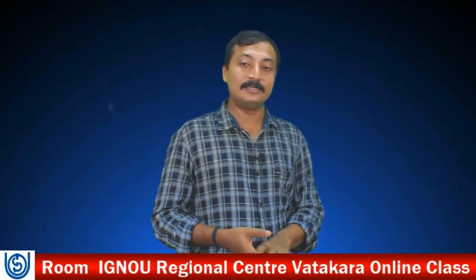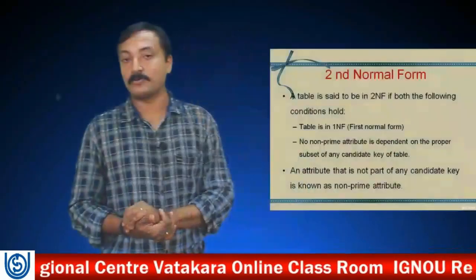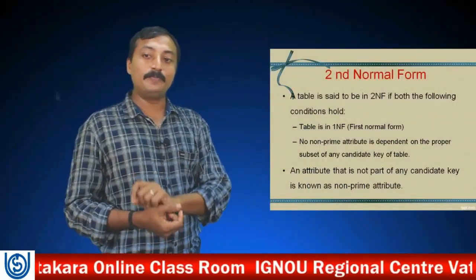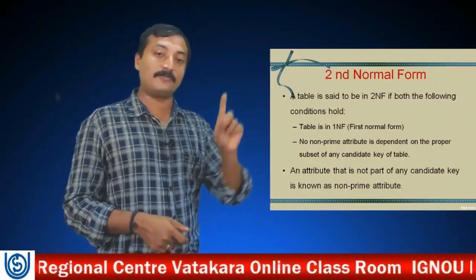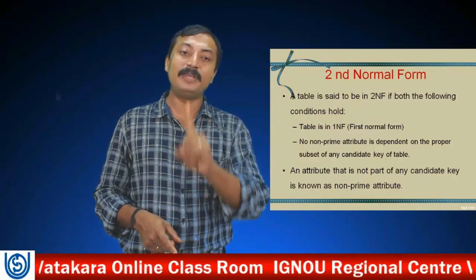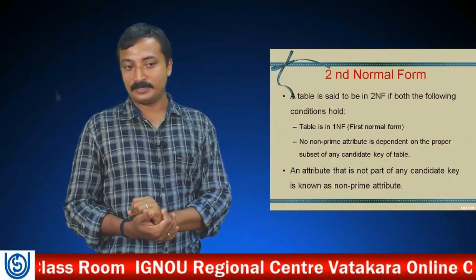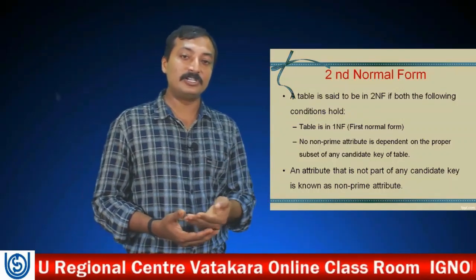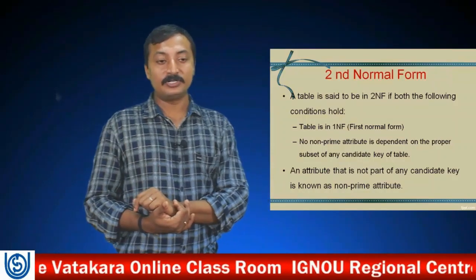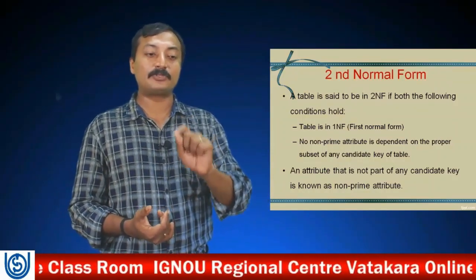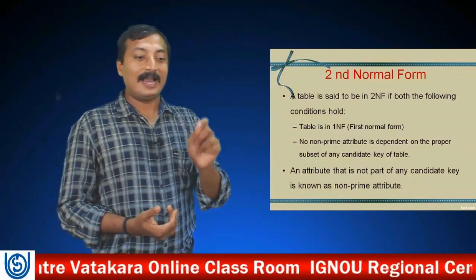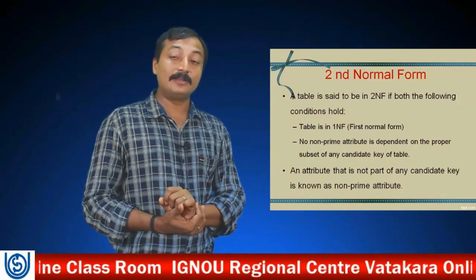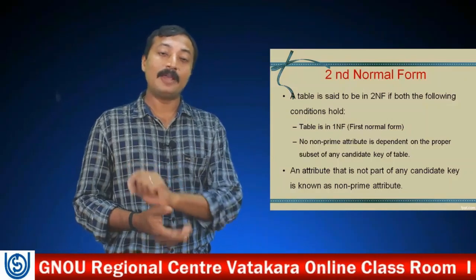The second case is the second normal form, 2NF. A table is said to be 2NF if both the following conditions hold. The first one is that the table must be in first normal form. Another condition is that no non-prime attribute is dependent on a proper subset of any candidate key of the table. An attribute that is not part of any candidate key is known as a non-prime attribute.